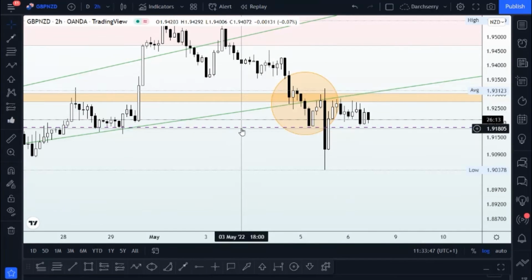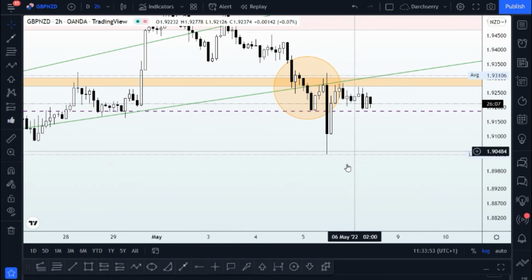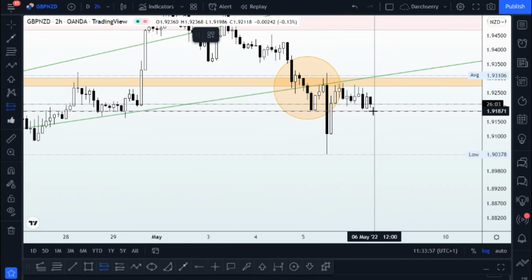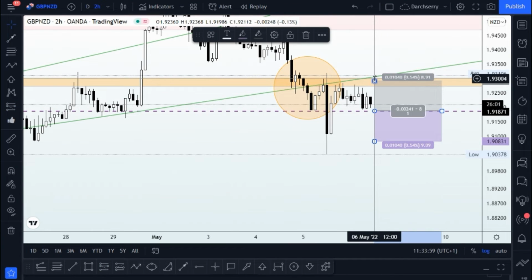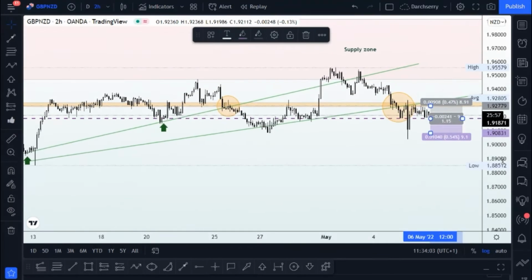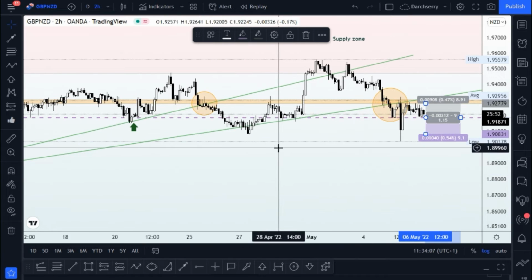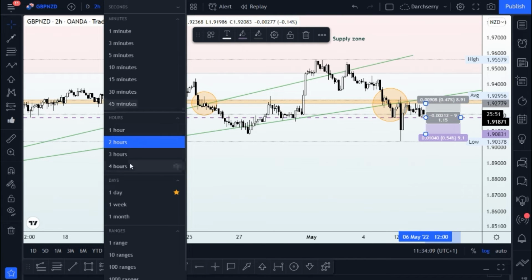So to be on the safer side, I said we should have an entry point right below the structure where we'll be looking to take advantage of a bearish move if it finally happens. So in that regard, we're going to be having something like this. We have around 90 pips for our stop loss, and then where will our take profit target be?